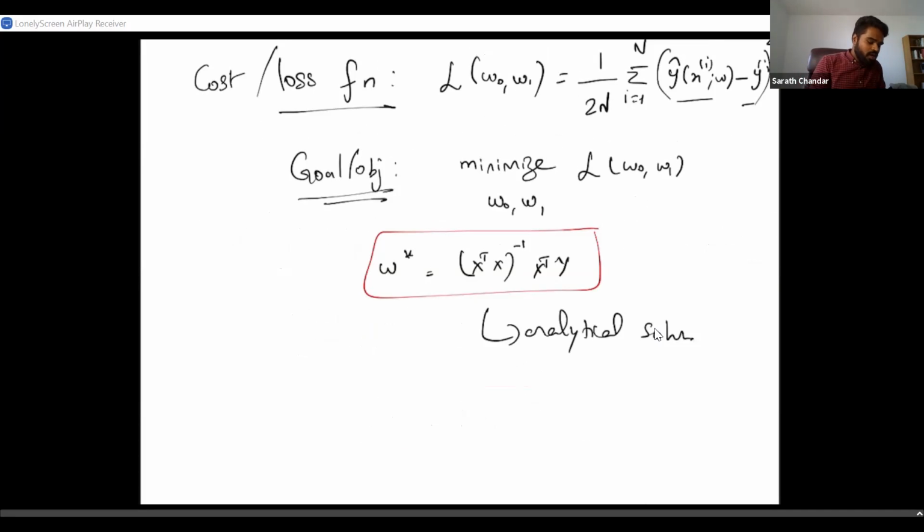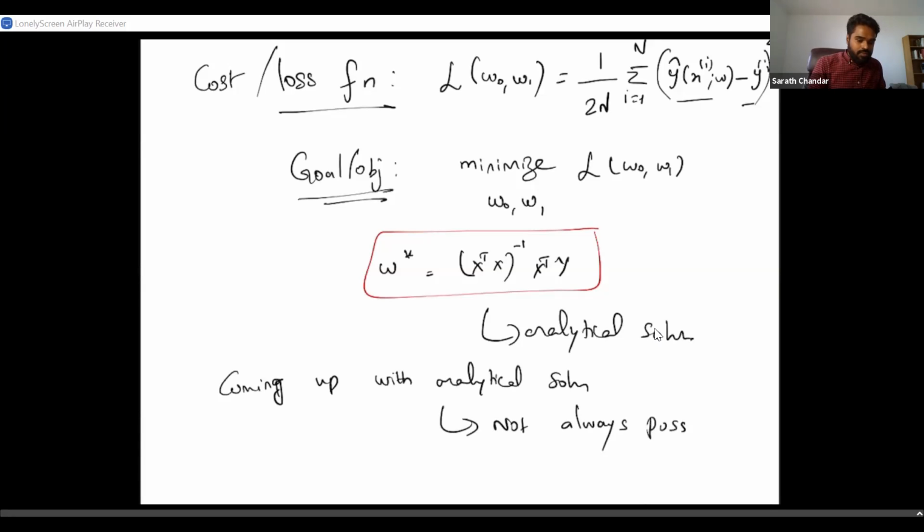So there are situations where coming up with an analytical solution is not always possible. Okay, so now we need an alternate way of finding this W star, right? So if I cannot come up with this solution in an analytical form, how do I find this solution? So now this is when we can use gradient descent.